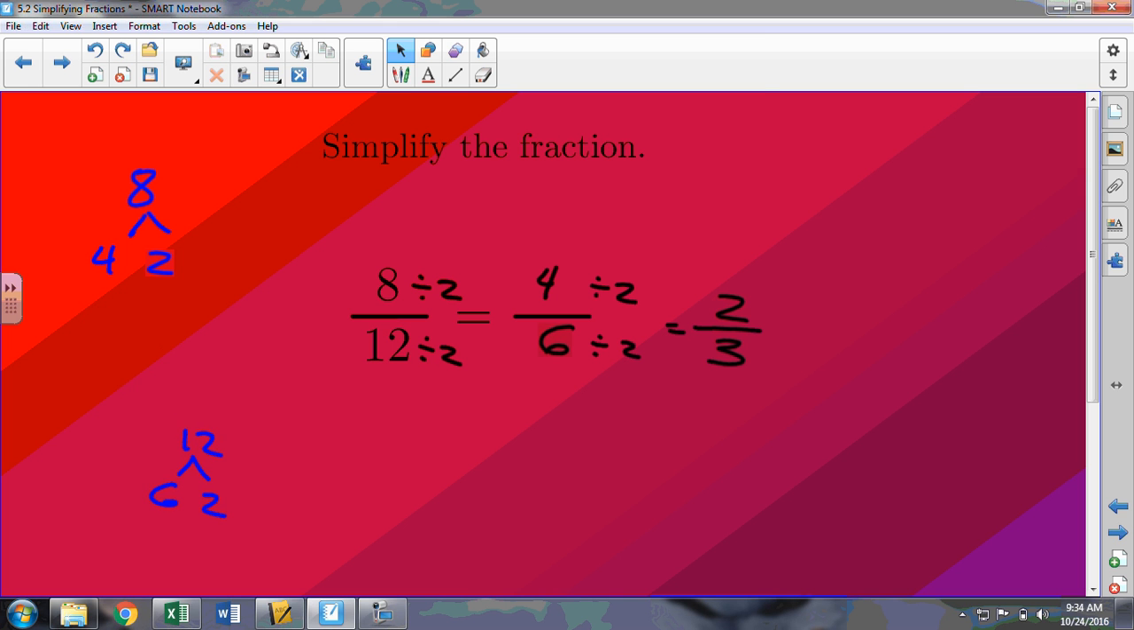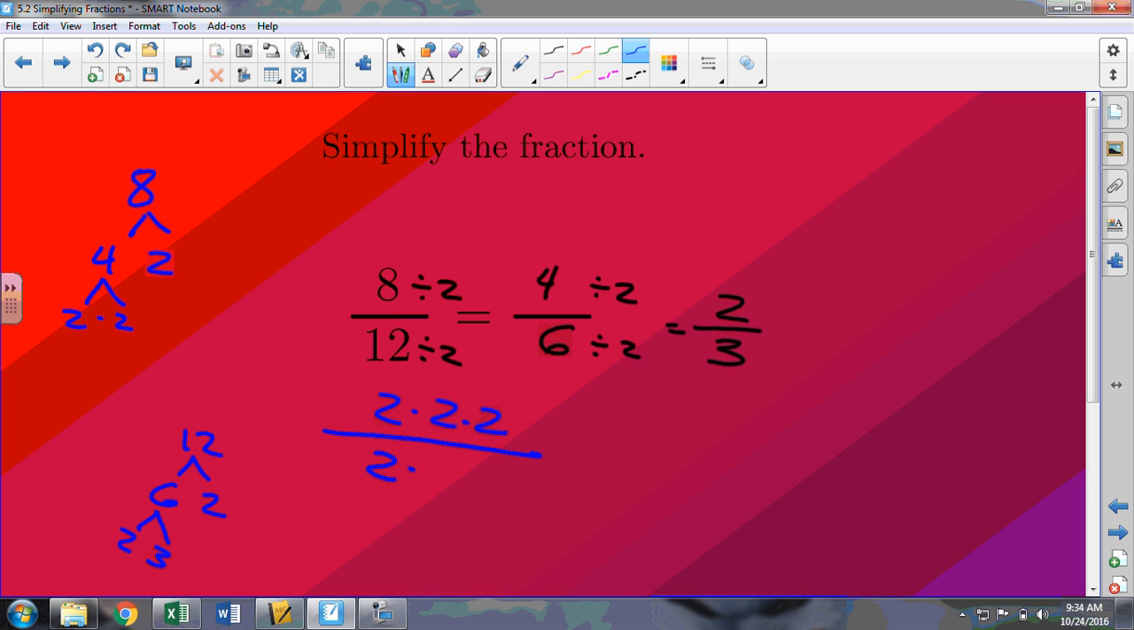If we split the 4 up into 2 times 2, we could have written this as 2 times 2 times 2 to the top. Our numerator is 8. 6 is 2 times 3, so we could have had 2 times 2 times 3 for our prime factorization in the denominator. And then just cancel out every single pair. 2's cancel, 2's cancel, and you're left with 2 over 3, the exact same thing that we did before.